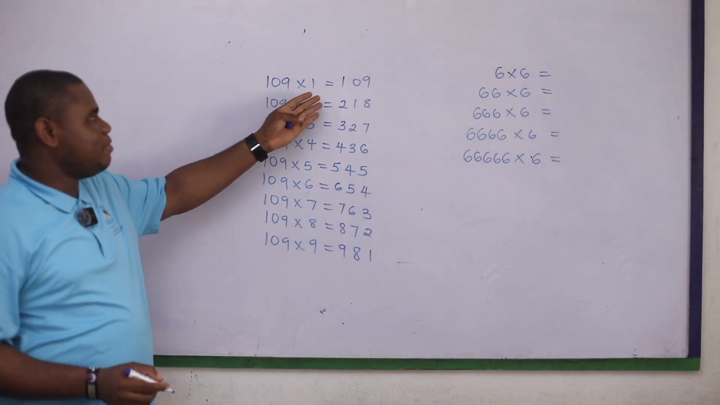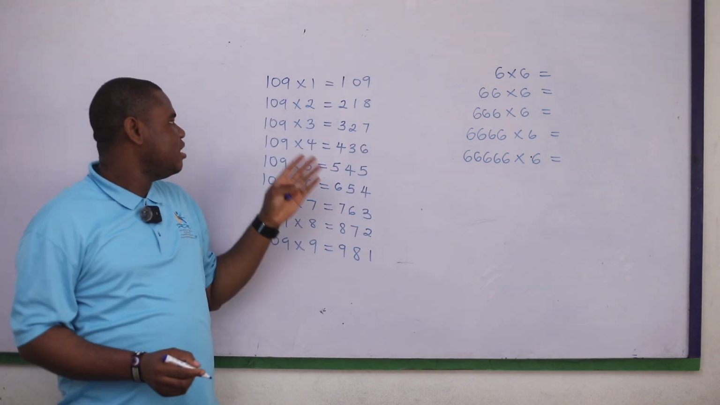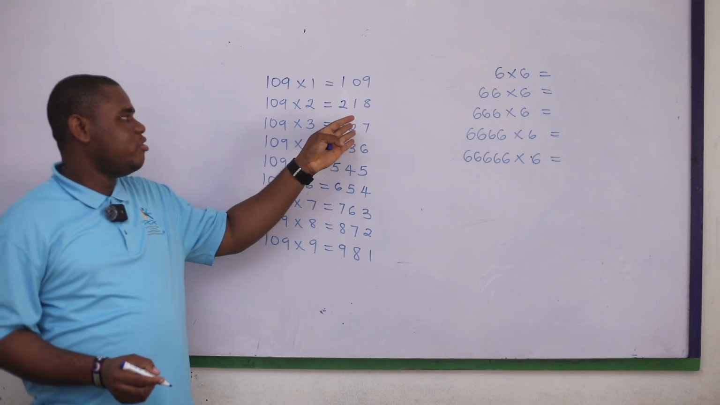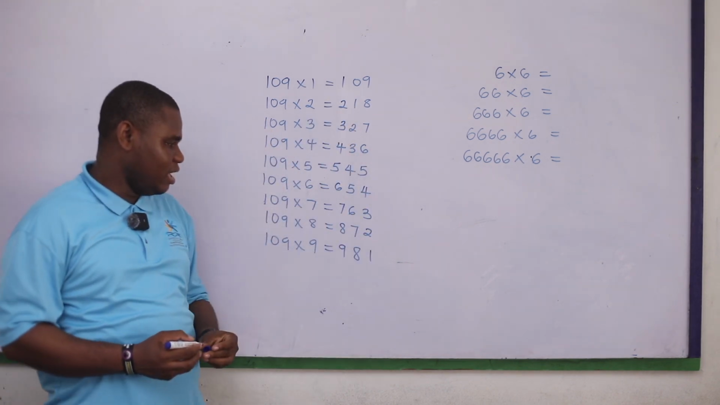So 109 times 1 is 109. 109 times 2 is 218. 109 times 3 is 327. The same thing goes for every other number here.